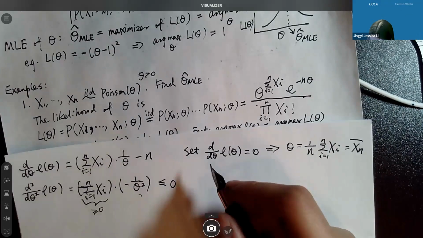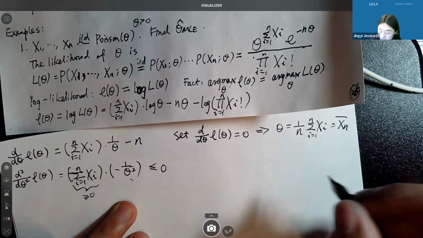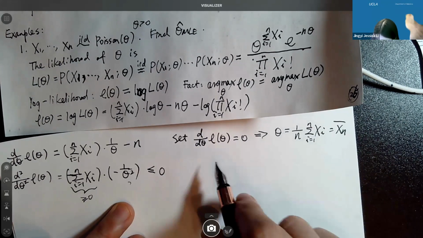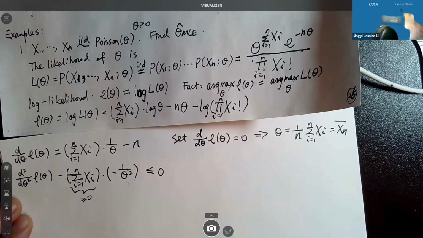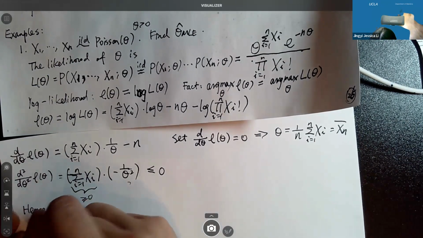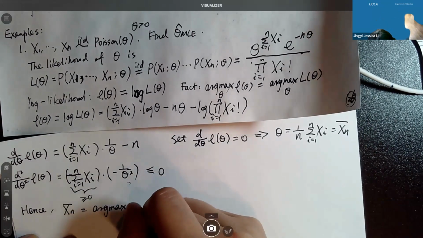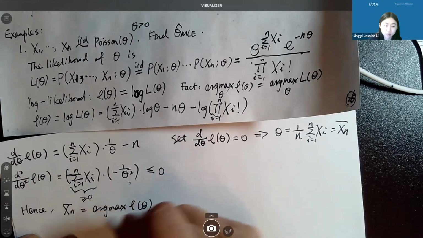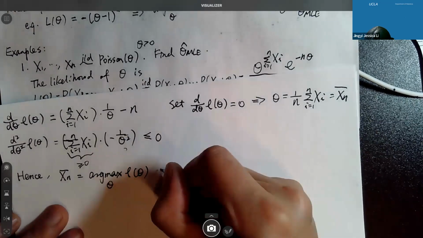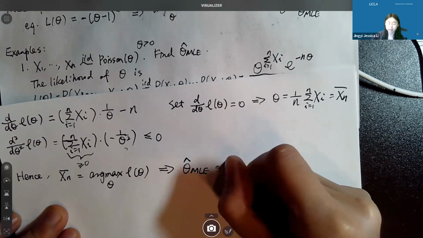So with this, together with setting the first derivative to 0 and verifying that the second derivative is non-positive, we can say that this value, x n bar, is the maximizer of the log likelihood. That's what we conclude. So based on the definition of MLE, we write theta hat MLE is just equal to x n bar.